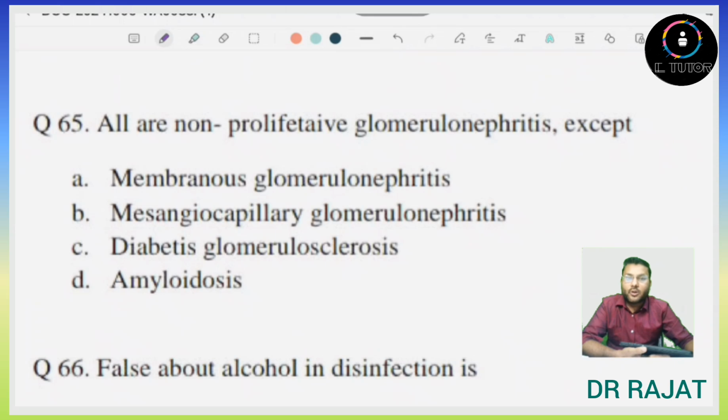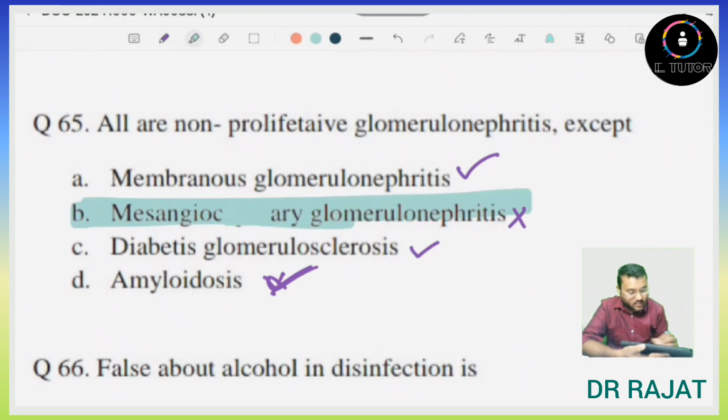Next question is all are non-proliferative glomerulonephritis except. So they are asking about the proliferative one. So membranous glomerulonephritis is a non-proliferative. Mesangiocapillary glomerulonephritis is a proliferative type. So it cannot be the answer. It means it is a proliferative one, and diabetic glomerulosclerosis is non-proliferative, and amyloidosis is nowhere related to it. So answer here will be mesangioproliferative glomerulonephritis, which is a proliferative one.